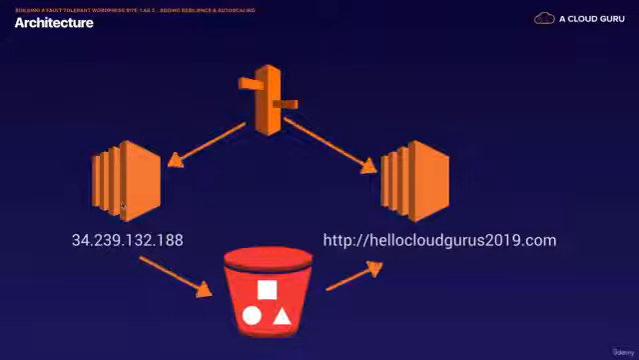Now you could put this behind a domain name, and you might want to put it behind write.hellocloudgurus2019.com. You definitely don't want the general public trying to access this EC2 instance. You want to keep this as your master writer node.